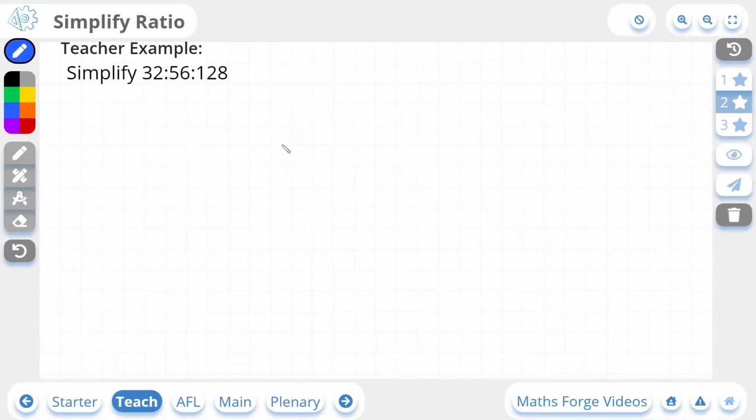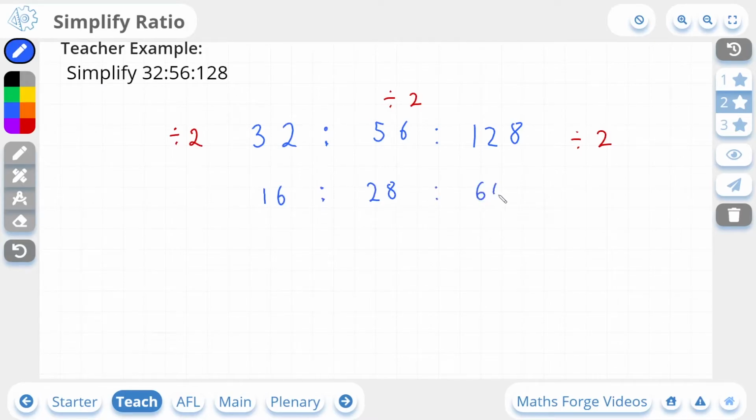We'll do another 2-star example. This time they're asking us to simplify 32 to 56 to 128. And I can see straight away that I can divide 2 into all of these values. So that's what I'm going to do. I'm going to divide each part of this ratio by 2. This now simplifies to give us 16 to 28 to 64.